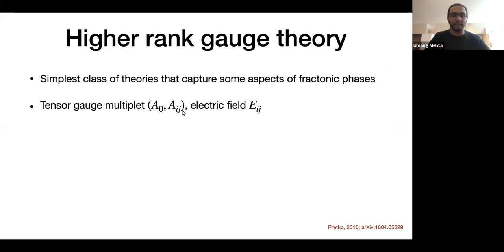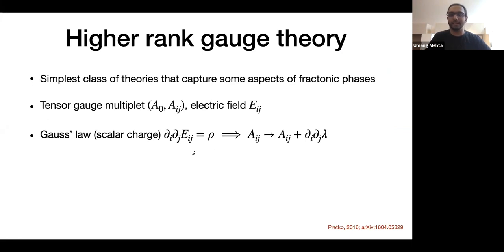So you have a tensor gauge potential and correspondingly a tensor electric field that's symmetric in both indices. One postulates a generalization of Gauss's law for this tensor electric field. In the context of scalar charge theory, we have the double divergence of E equal to some matter density rho. In a Hamiltonian formalism, this implies that Aij transforms under a gauge transformation by two derivatives of a scalar function.